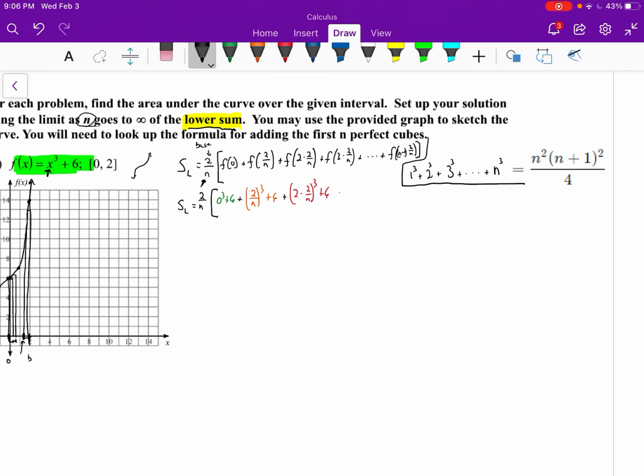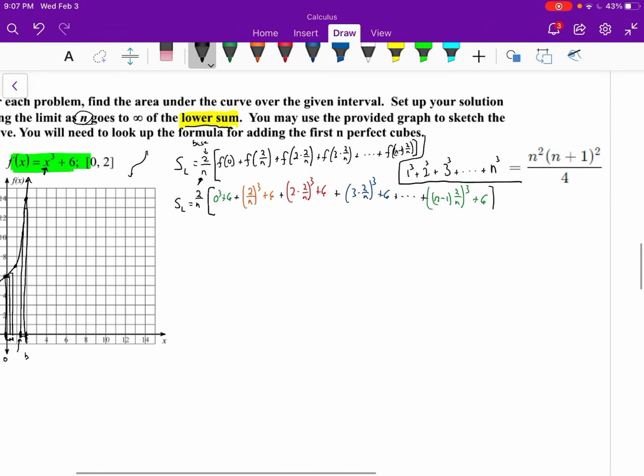And we're going to go over 3. So this is going to be 3 times 2 over n cubed plus 6. And then we're going to go to our last term here, the n minus 1. So we'll go n minus 1 times 2 over n cubed plus 6. So there is the sum.